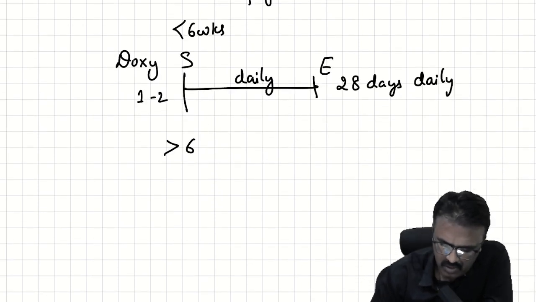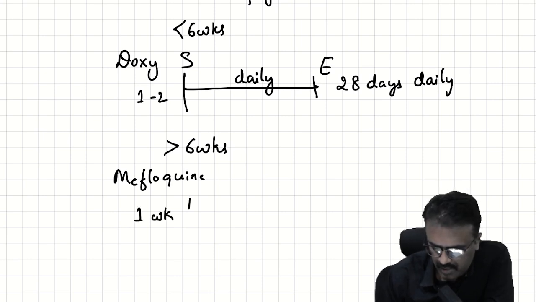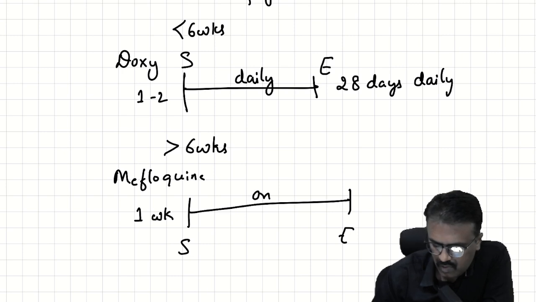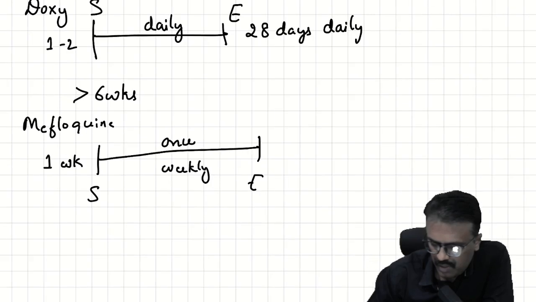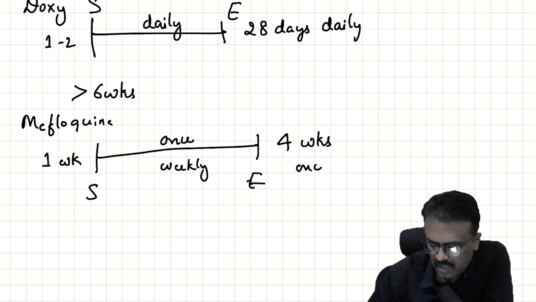If the journey is more than 6 weeks, then we have mefloquine. Mefloquine is longer acting, so it has to be taken 1 week before the journey. This is the start and end. So it is taken once weekly during travel, and after coming back it has to be taken for 4 weeks, and it is once weekly.